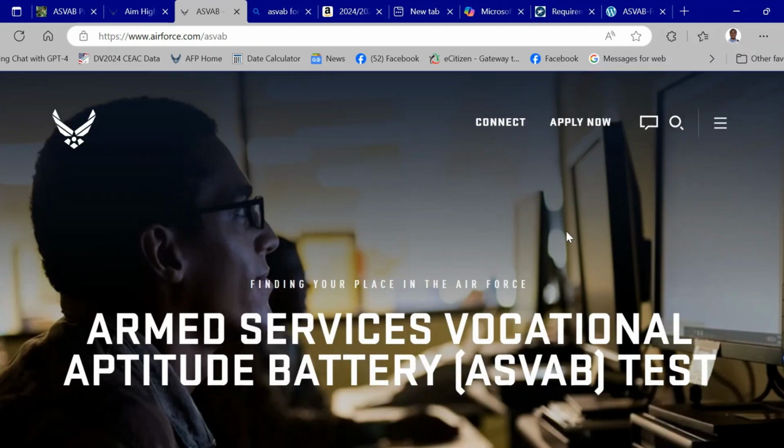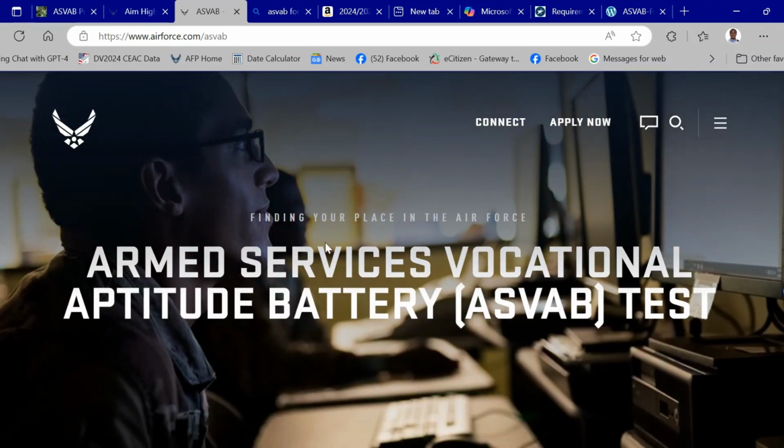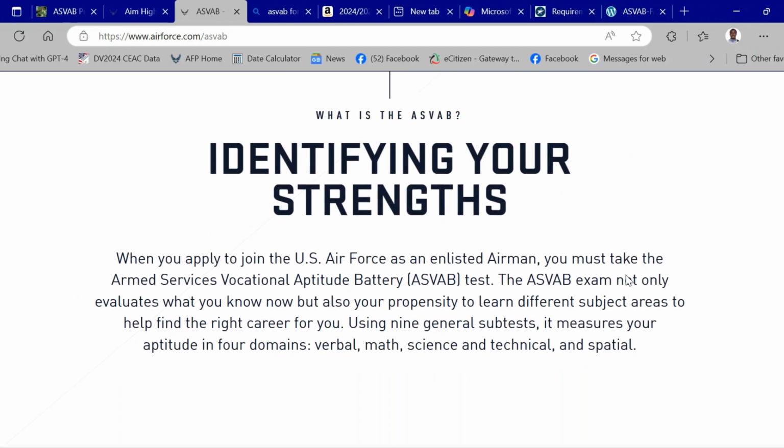It's loading. Boom. Armed Services Vocational Aptitude Battery, ASVAB. Then you scroll down, and you'll see this: What is the ASVAB? Identifying your strengths. One thing about joining the US military is that you have to choose jobs, and for you to get the right jobs, you have to do the ASVAB. The ASVAB exam not only evaluates what you know now, but also your propensity to learn different subject areas to help find the right career for you. So they are trying to find the right career for you.